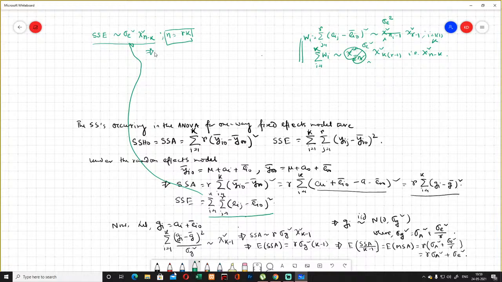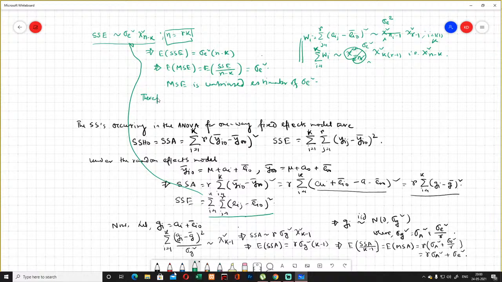So this implies the expectation of SSC is sigma square n minus K. This implies the expectation of MSC, the mean sum of square due to error, which is nothing but SSC by degrees of freedom, is equal to sigma square. Here also MSC is an unbiased estimator of sigma square. So therefore the expectation of MSA, which is R into sigma square.